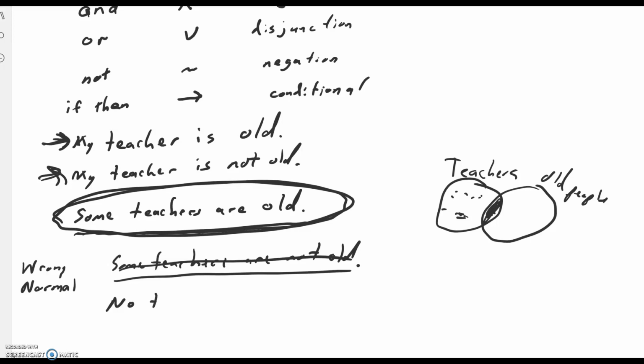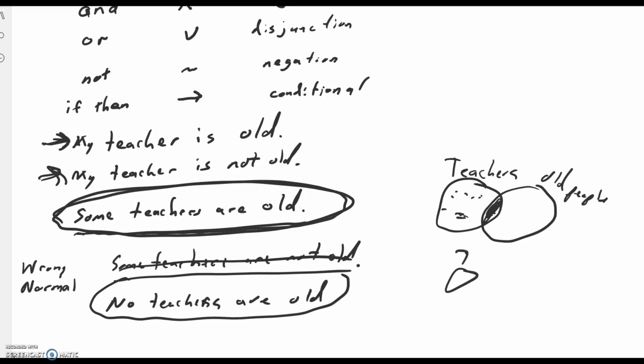No teachers are old. Some teachers are old. The negation of that is no teachers are old. That means the teacher circle and the old people circle would be completely separate. And that's a different setting. So negating some involves none.